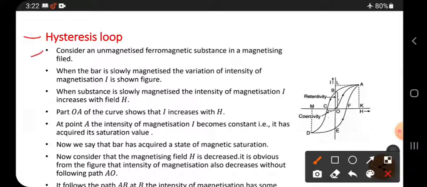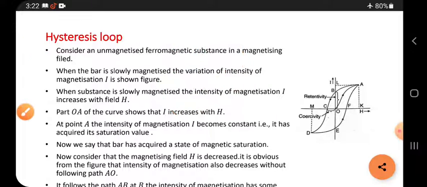Hysteresis loop. Consider an unmagnetized ferromagnetic substance in a magnetizing field. Unmagnetized means not a magnetized material, that belongs to the ferromagnetic substances such as iron. Okay, so iron is a ferromagnetic substance.